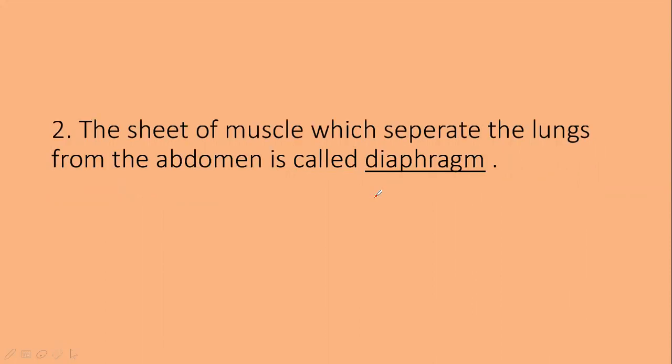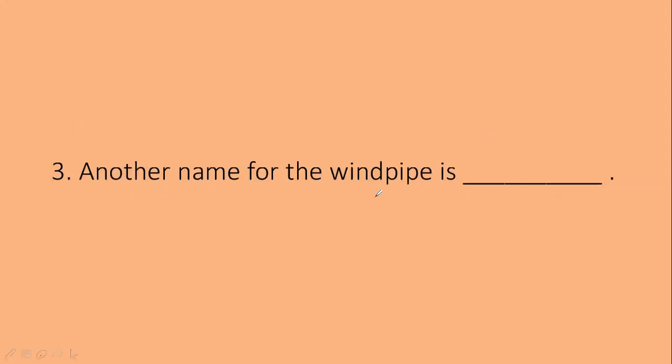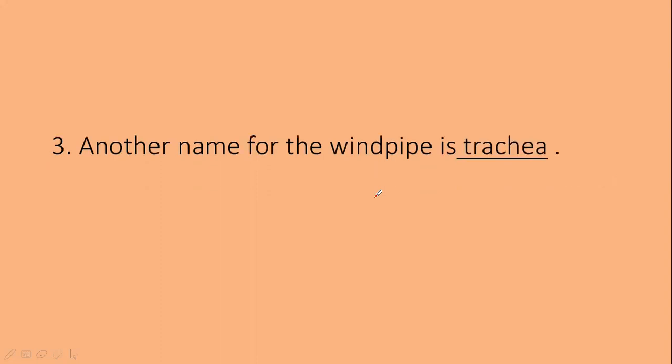The sheet of muscles which separate the lungs from the abdomen is called diaphragm. Another name for the windpipe is dash, trachea.